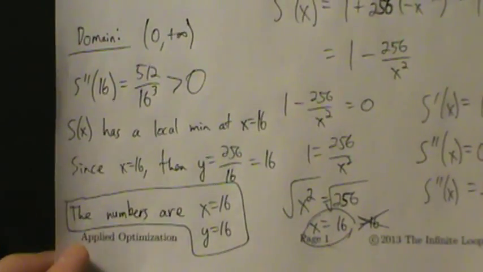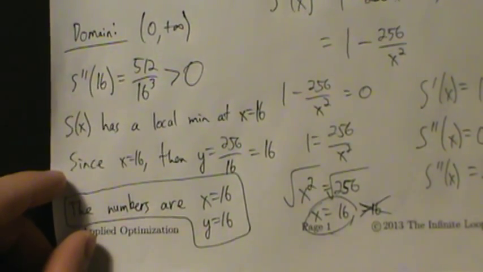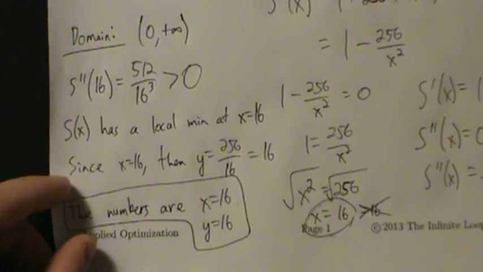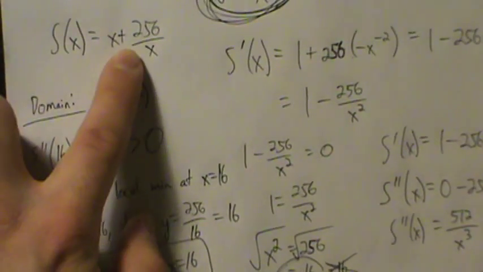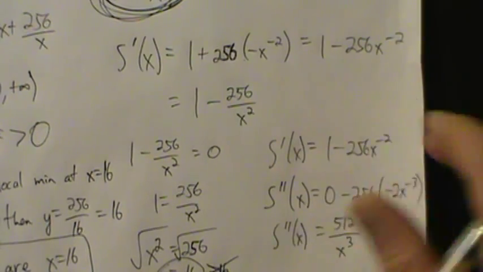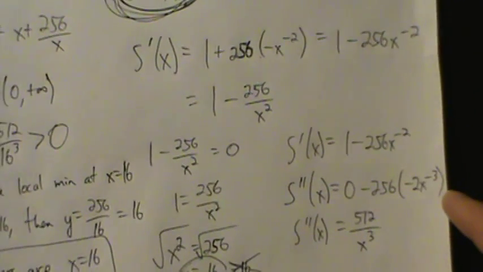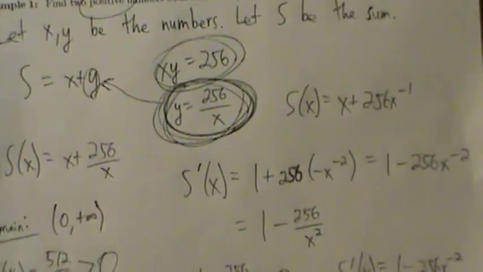Okay, so that's it for example 1. So not really too bad. There's nothing geometric or crazy happening like that. Just the function's kind of goofy. It gets a little messy, just a tiny bit with the derivatives, but it's not too bad. So that's example 1 with applied optimization.